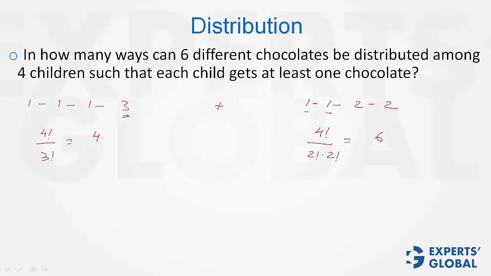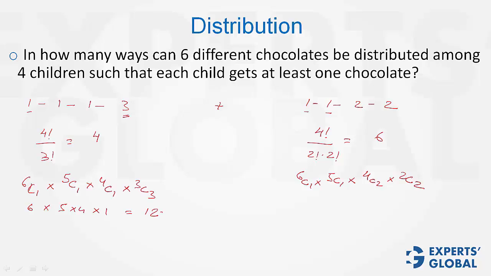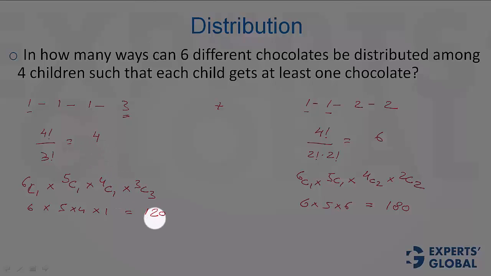Now come to chocolates. We have 1, 1, 1, 3. So 6C1, 5 remain. For the next one, 5C1, 4 remain, 4C1, 3 remain, which is always 1. In this case again, 6C1, 5 remain, 5C1, 4 remain, so 4C2, 2 remain. The last part is always 1. So this is 6 into 5 into 4 into 1, which is 120. And this part is 6 into 5 into 6, which is 180. Total number of cases: 4 times 120, which is 480, plus 6 times 180, which is 1080.